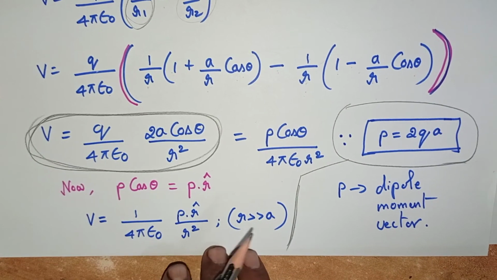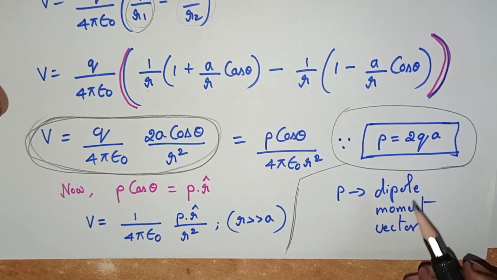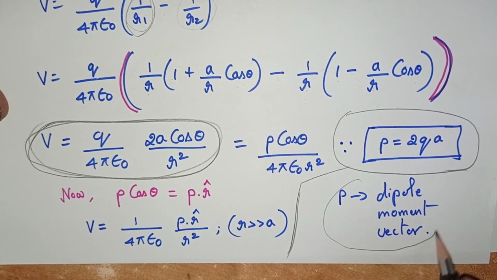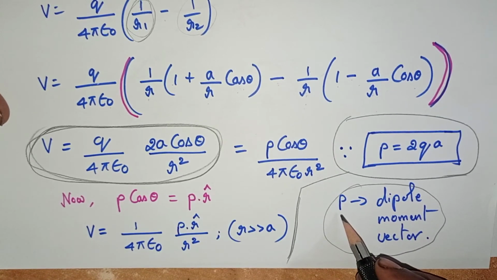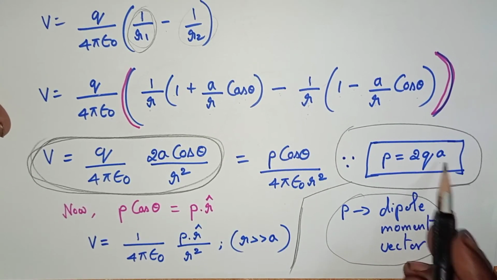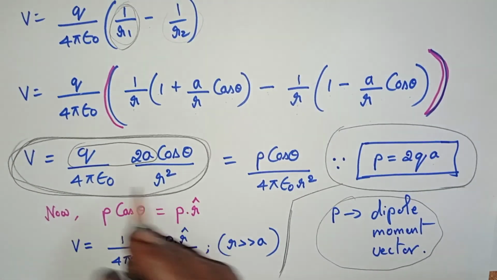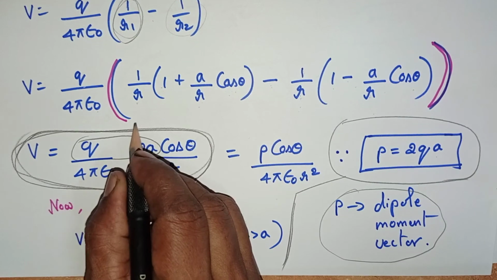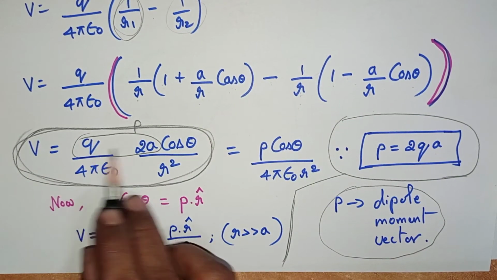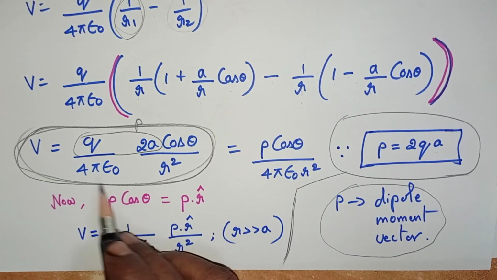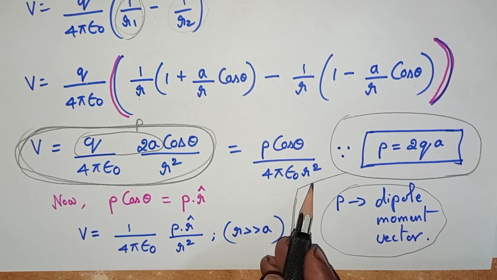Now we make some simplifications. For that we use the dipole moment vector, which is denoted by P. P is 2qa. That means this 2qa is substituted with P, so the term will be reduced to P cos theta divided by 4 pi epsilon naught r square.